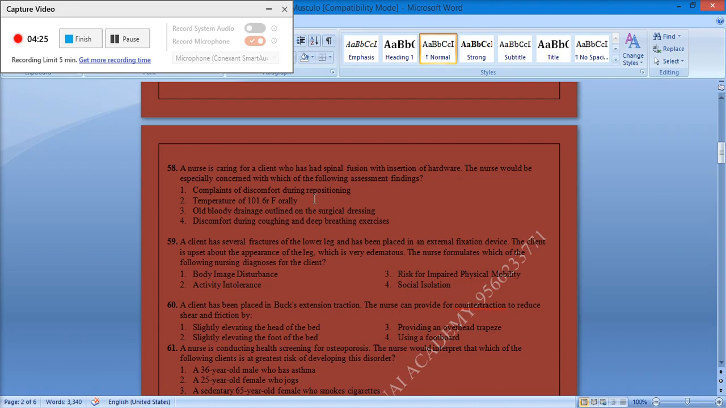The correct answer is 2. Temperature of 101 degrees Fahrenheit orally.